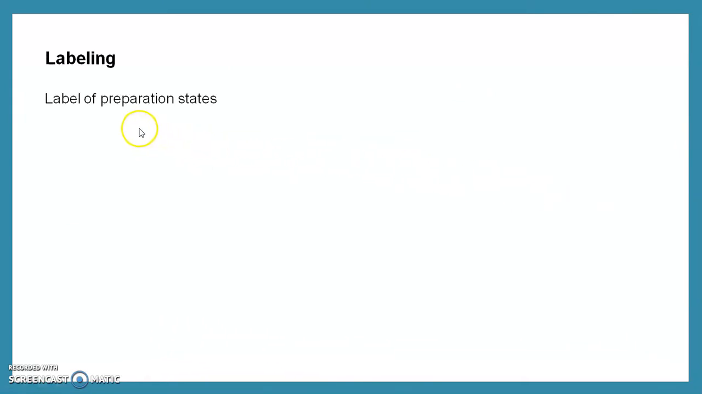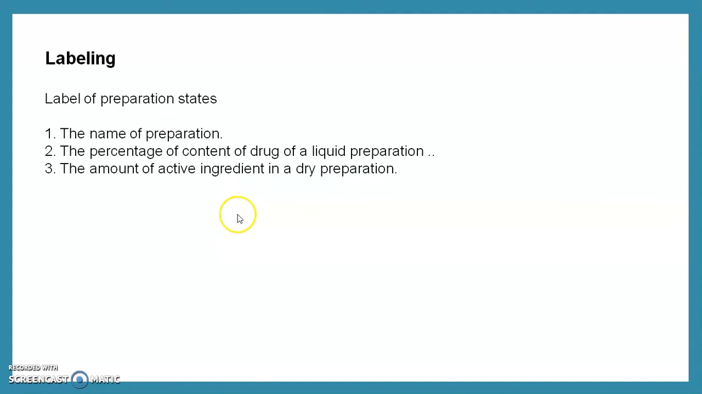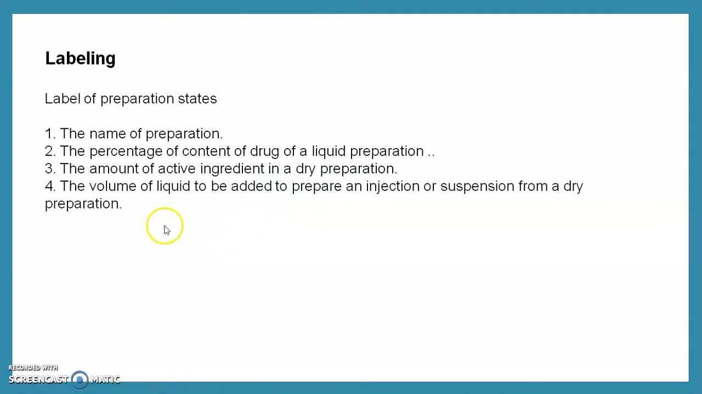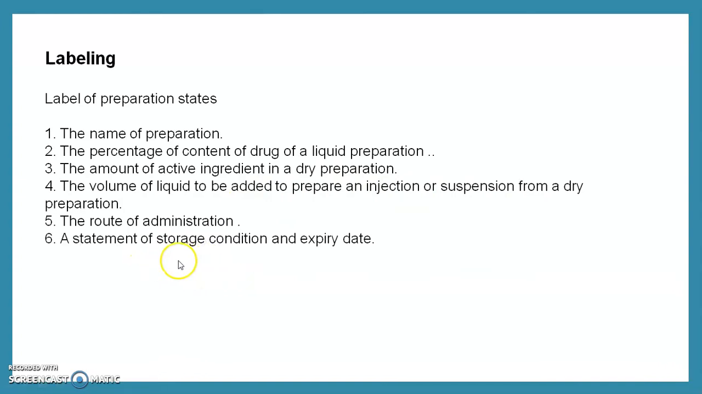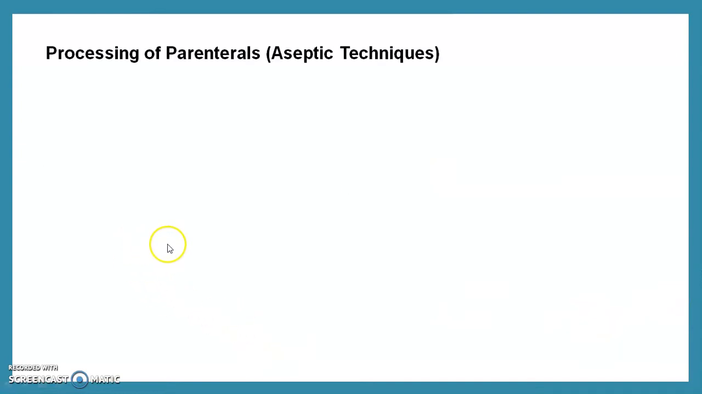Then the labeling. The label of the preparation states the name of the preparation, the percentage content of the drug in a liquid preparation, the amount of the active ingredients in a dry preparation, the volume of liquid to be added in the preparation of an injection or suspension from a dry preparation, the route of administration, the statement of storage condition and expiry date, and the name and proportion of all substances added to increase stability or usefulness. Then we see the processing of parenterals, that is aseptic techniques.